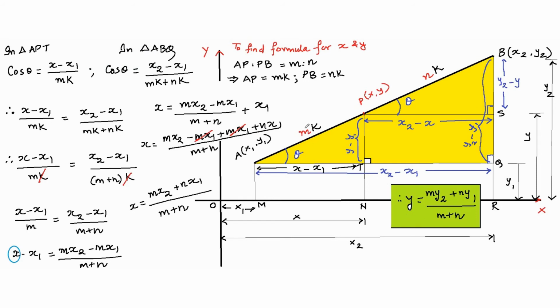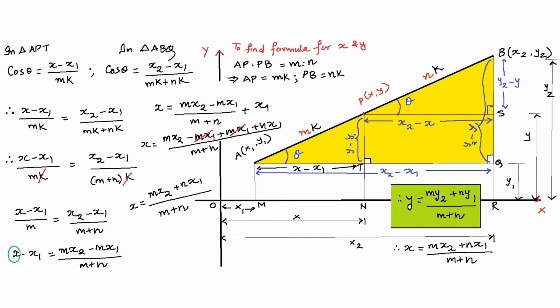Again, you will notice that there is a cross coupling effect. So m gets multiplied with the x coordinate of B, n gets multiplied with the x coordinate of A, divided by m plus n. Therefore, the formula for x is m x2 plus n x1, the whole divided by m plus n.